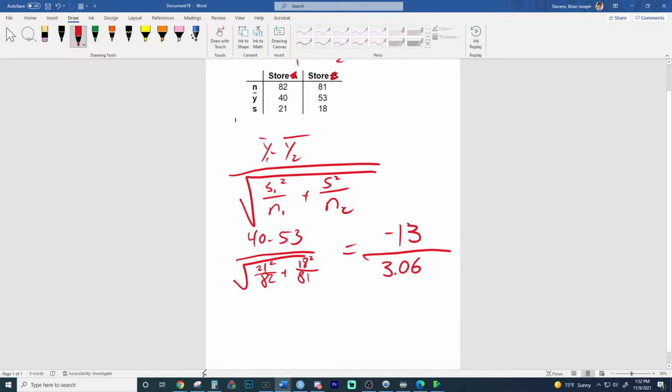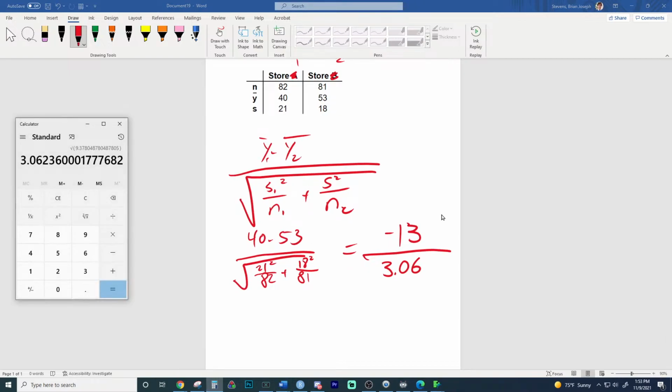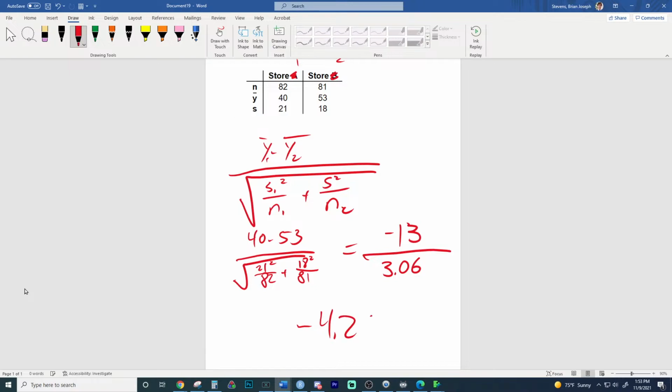So negative 13 divided by this. We're going to carry all our decimals, and we're going to do negative 13 divided by this right here, negative 4.25. Double check your work. Very easy to carry a wrong number.